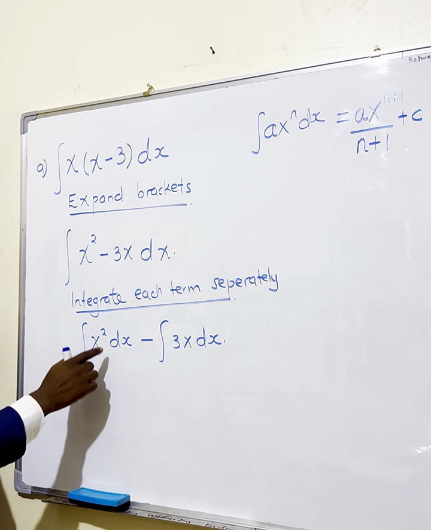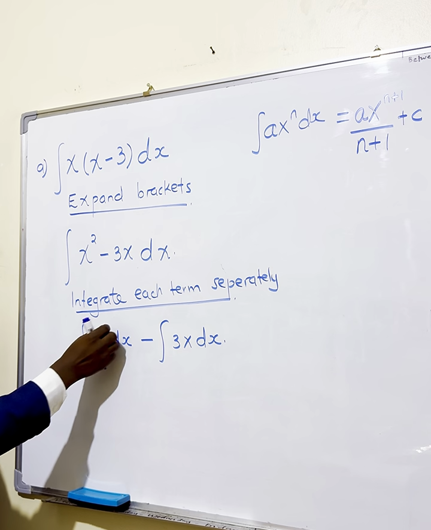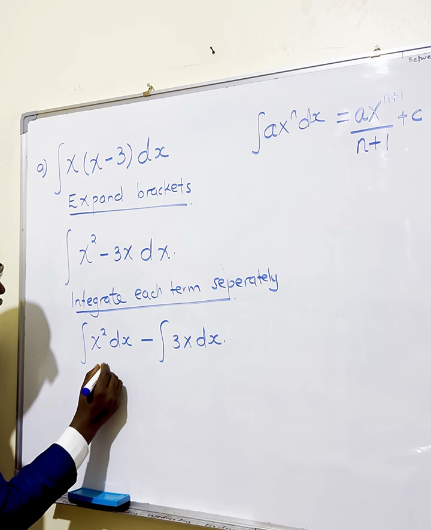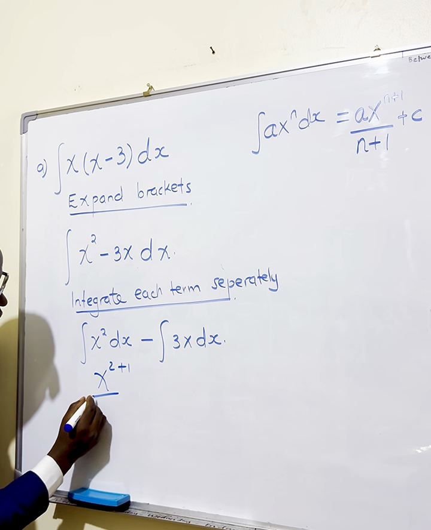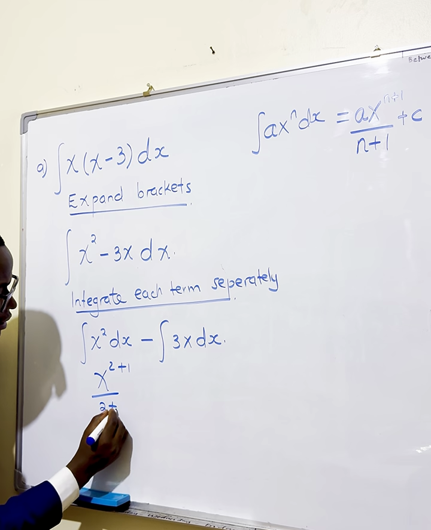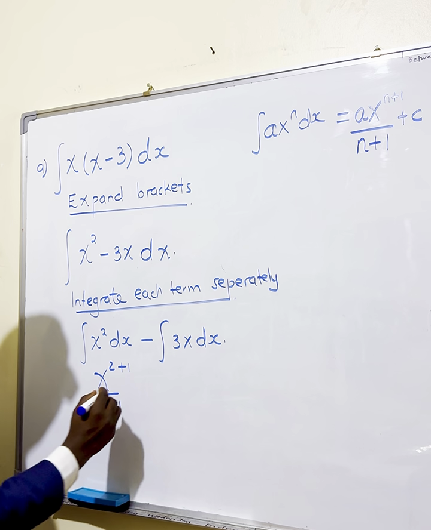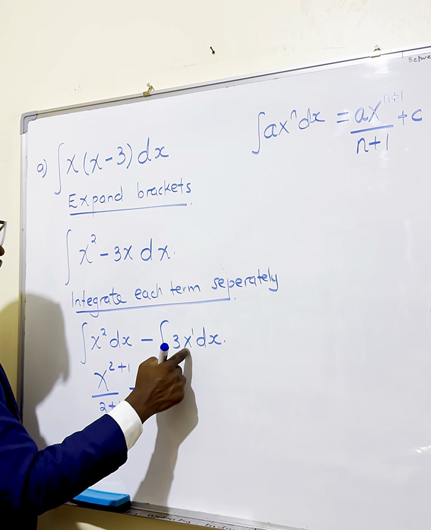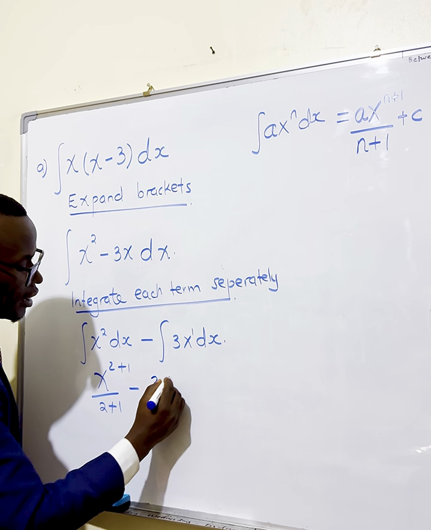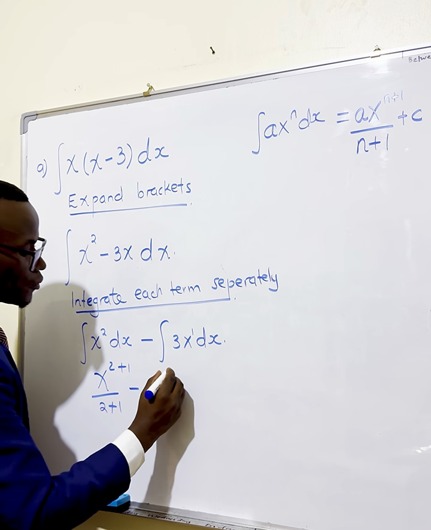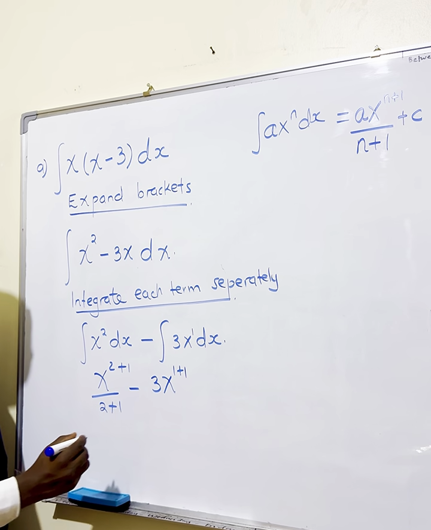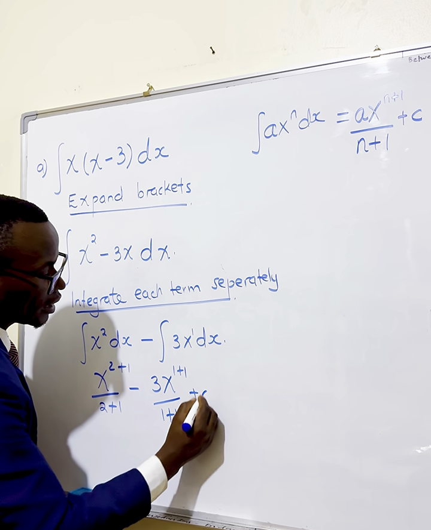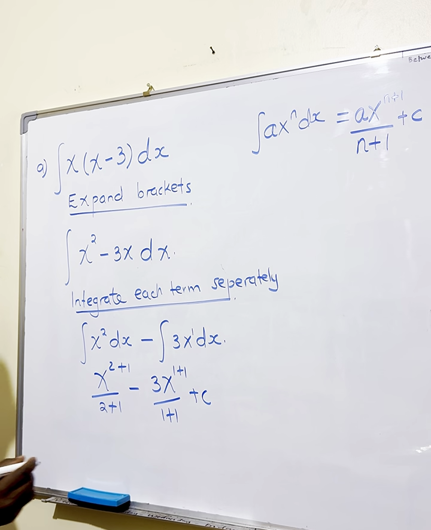So for x squared, we are going to increase the power on x by 1, and that is 2 plus 1. Then we divide by 2 plus 1. Then we are going to reduce. When we integrate 3x, we shall get 3x. Remember, the power on x is 1, so we are going to increase it by 1. Then we divide by the same what? Power. Then we add a constant of integration.